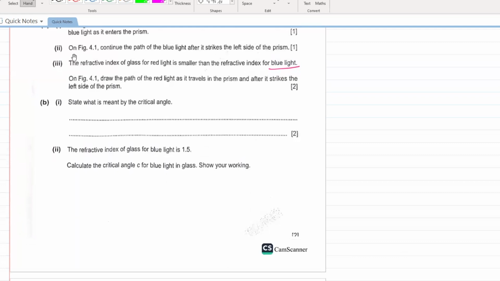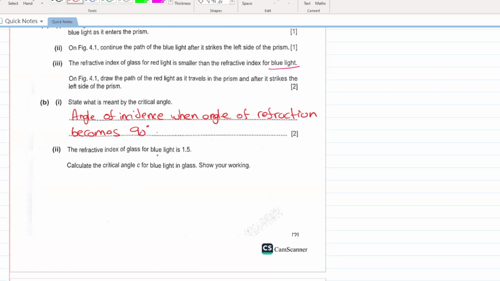State what is meant by critical angle. Critical angle is the angle of incidence when angle of refraction becomes 90 degree. The angle of incidence when angle of refraction becomes 90 degree is known as critical angle.